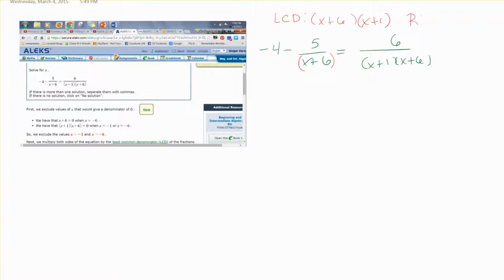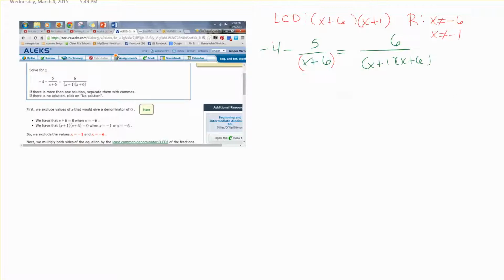Also, we need to solve for restrictions for x, and the restrictions come from the denominator groups, which we cannot let equal 0. For the x plus 6 group, if x equals negative 6, we get division by 0. And for the x plus 1 group, if we put in negative 1 for x, we also get the error of dividing by 0.